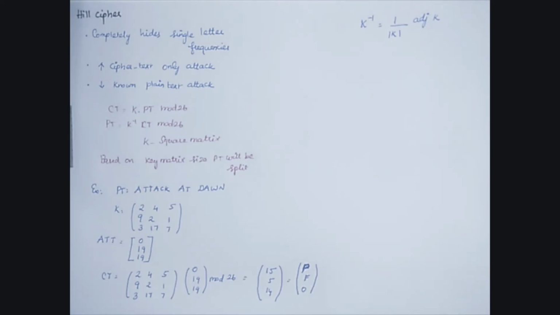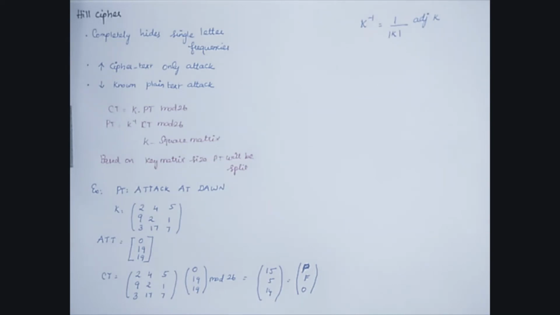Here K is the square matrix, that means the number of rows and the number of columns in the matrix will be the same value. So based on the key matrix size, plaintext will be split. If the square matrix size is 3 cross 3, then the plaintext characters are split into 3. If the square matrix size is 2, the plaintext characters are split into 2. Let's see an example. Here the plaintext is given as attack at dawn, and the key matrix K is equal to 2 4 5 9 2 1 3 17. Let's take the first 3 letters ATT because the key matrix size is 3.